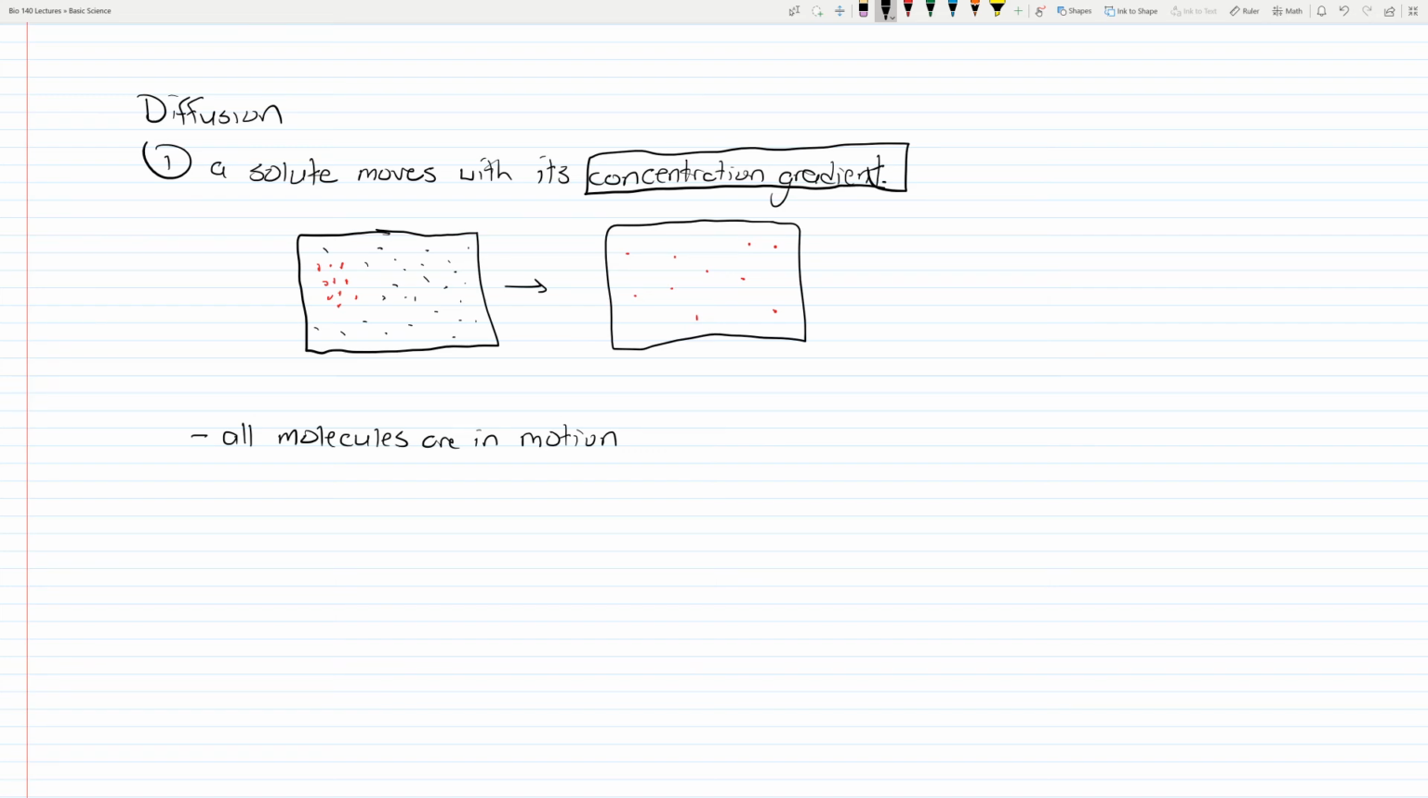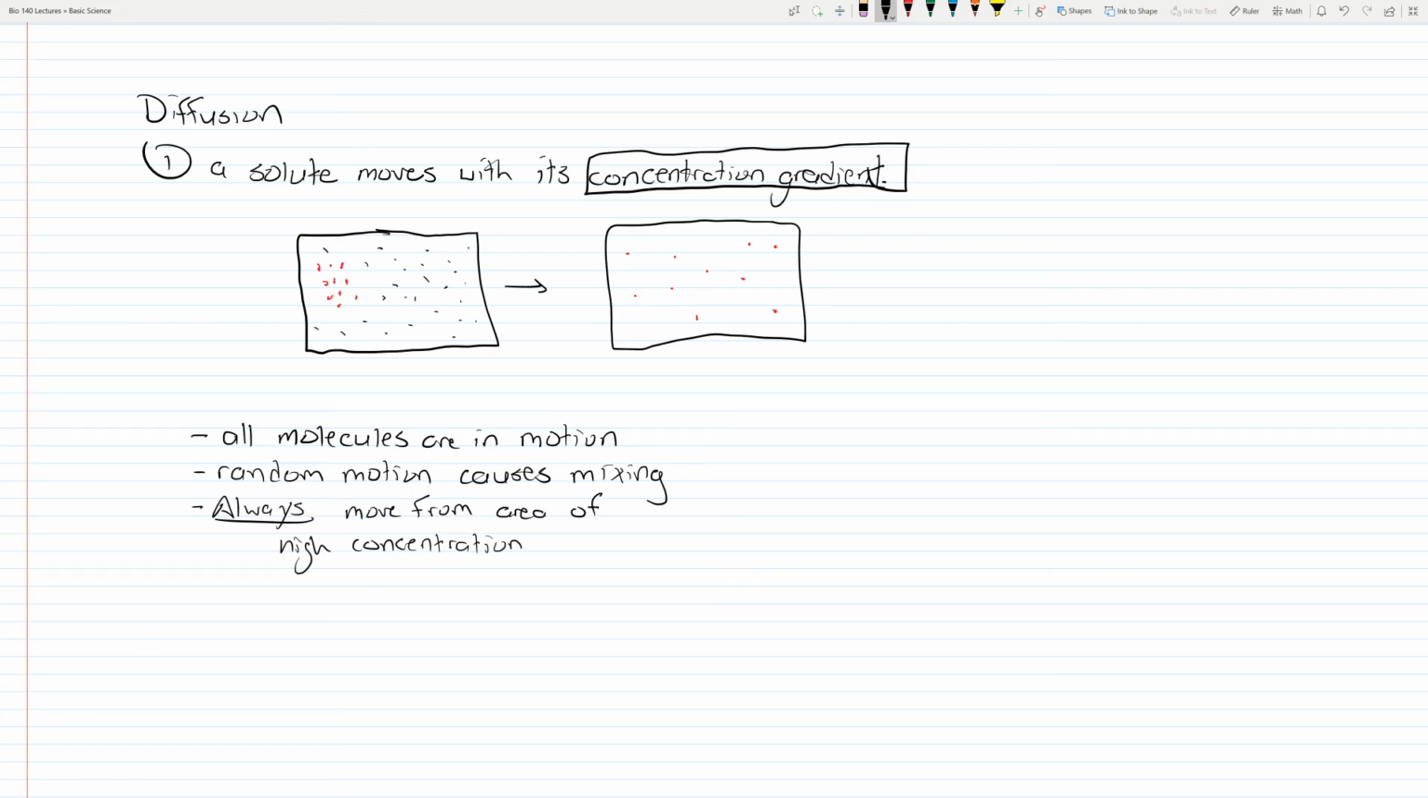This random motion basically causes mixing, and will cause things to mix. And in diffusion, the particles always move from an area of high concentration to low.